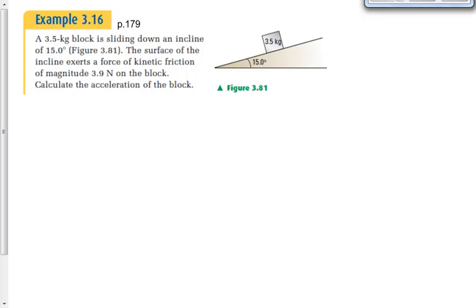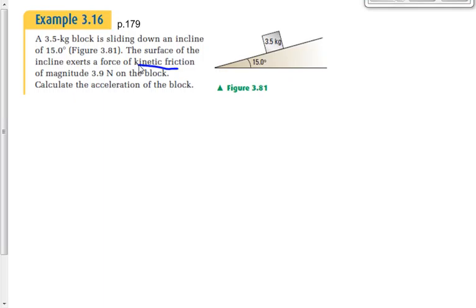Okay, we're going to assume that that happens here, that we are overcoming the max force of static friction, because it tells us here that there's a force of kinetic friction. It must be moving, since there's kinetic friction, and if it's moving, it's going to be moving down the hill. Well, what's driving it down the hill? What's pulling it down the hill?